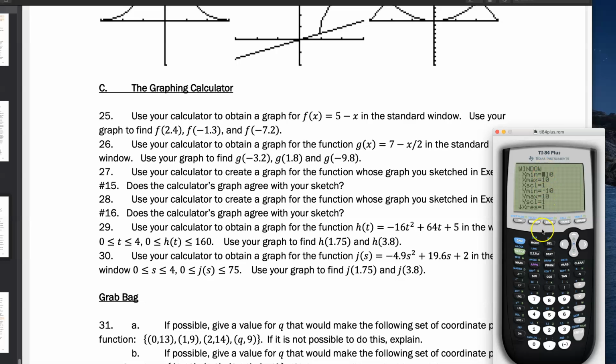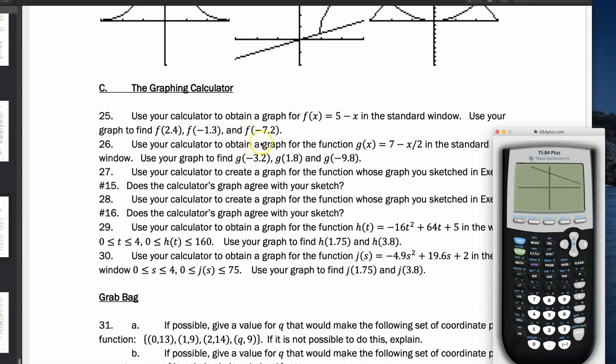window. This is the standard window from negative 10 to 10 on the input scale and then on the output scale. So my outputs are from negative 10 to 10 as well. And then we can go to my graph. And we see that this is the graph of the line that cuts across the screen. Here are my x and y axes. And now we're asked to find g of negative 3.2, g of 1.8, and g of negative 9.8.